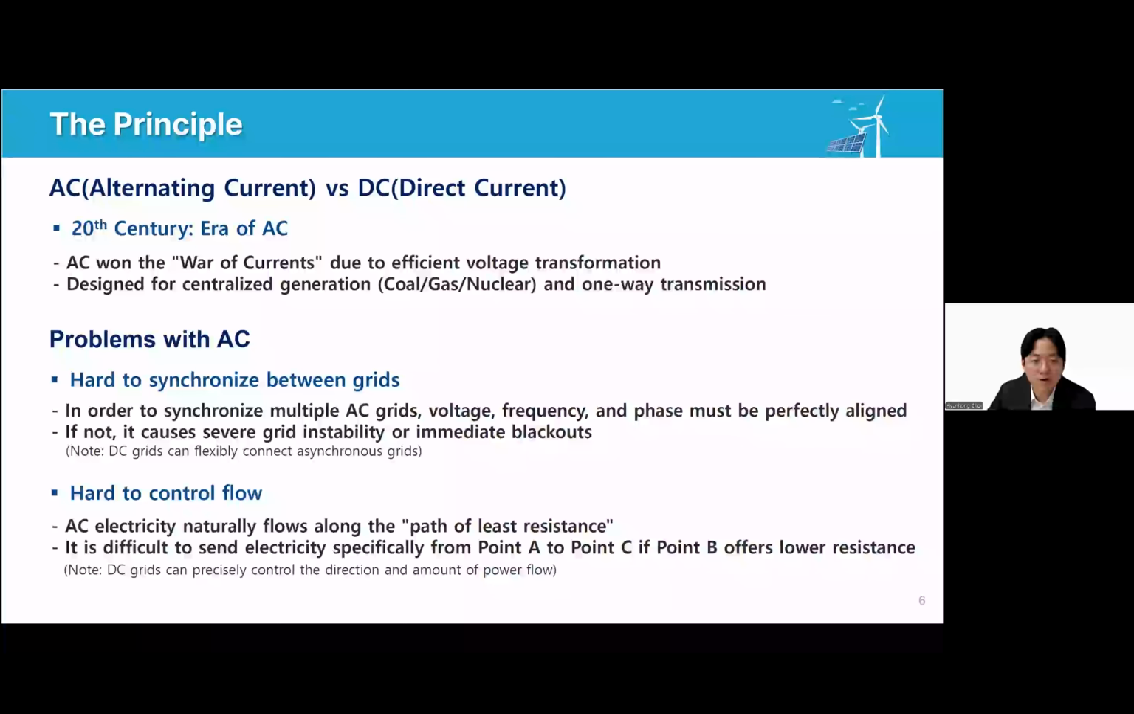Moreover, AC is hard to control in terms of flow. AC electricity naturally flows along the path of least resistance. It is difficult to send electricity specifically from point A to point C if point B offers lower resistance. On the other hand, DC grids can precisely control the direction and amount of power flow.